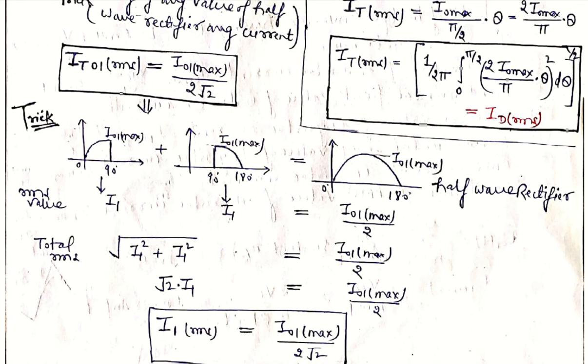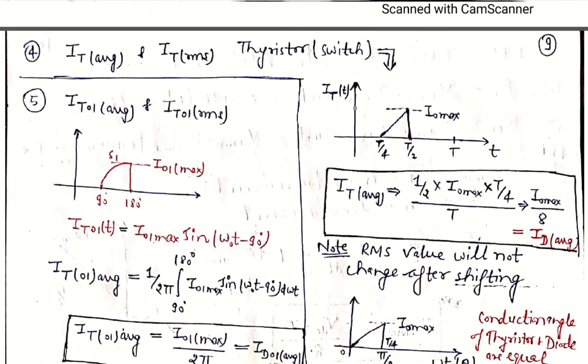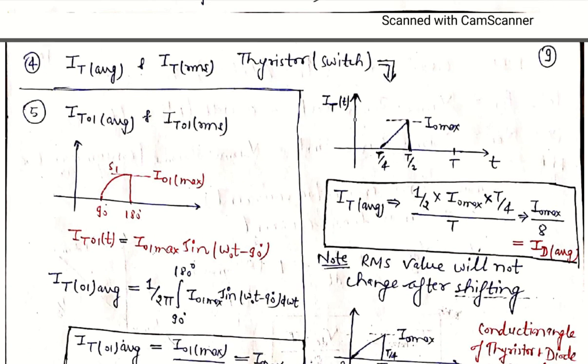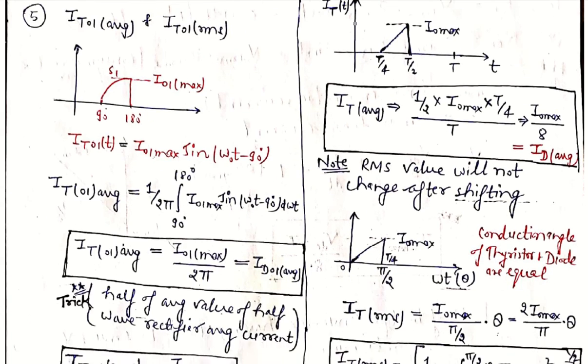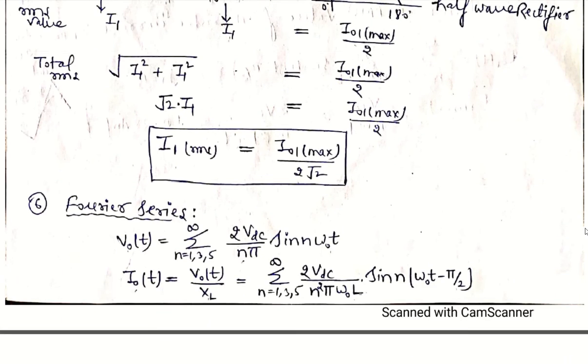If we calculate this value of I1 RMS, I1 RMS means the fundamental RMS current flowing through the switch thyristor T1, or the same as the diode, which is equal to I01 maximum divided by 2 root 2. So this is the expression of the switch current fundamental component. In this way we will calculate the thyristor's average RMS value, and from the fundamental case we will calculate the average as well as RMS value of the thyristor as well as diode current.